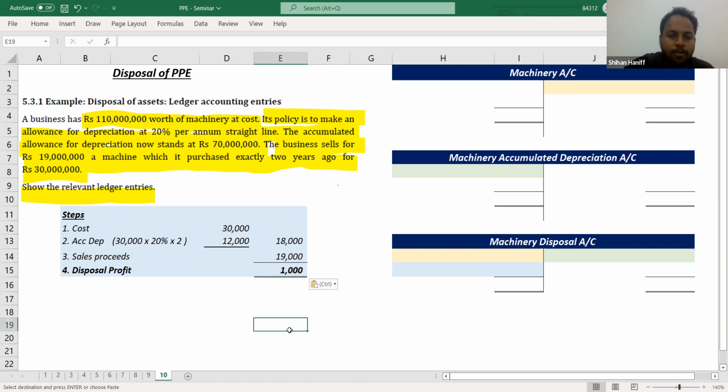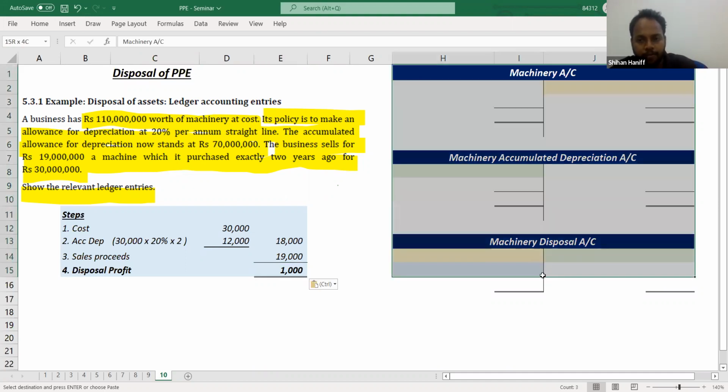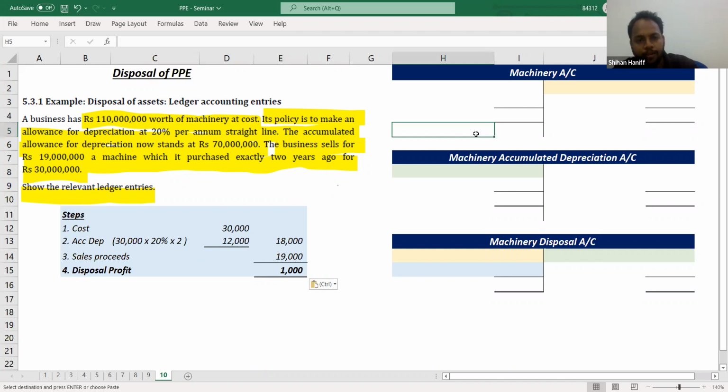only 1,000. Right? Out of the entire 110 million, there is one machine which costs 30 million, and that was sold for 19 million after 2 years. That is what I was explaining. Okay, now I will explain that part from the ledger. Then you will understand.